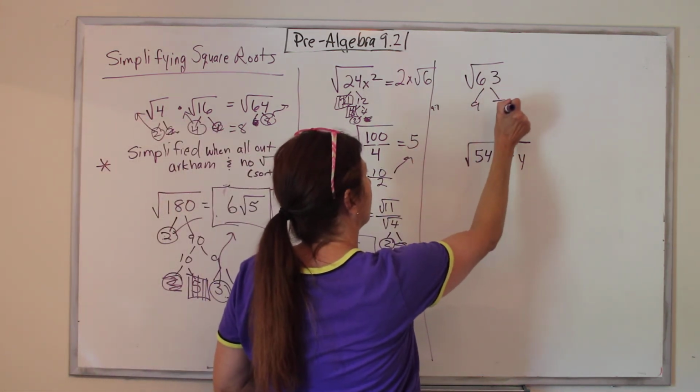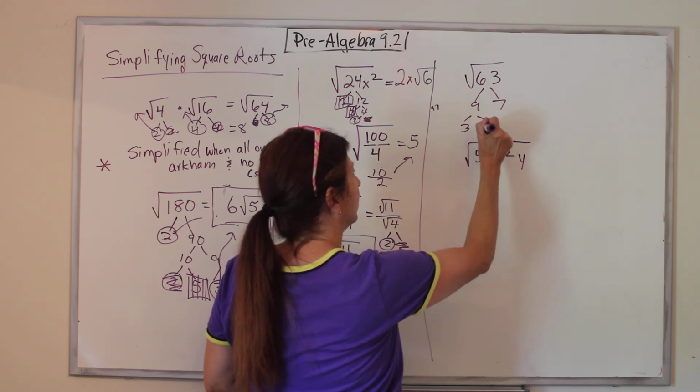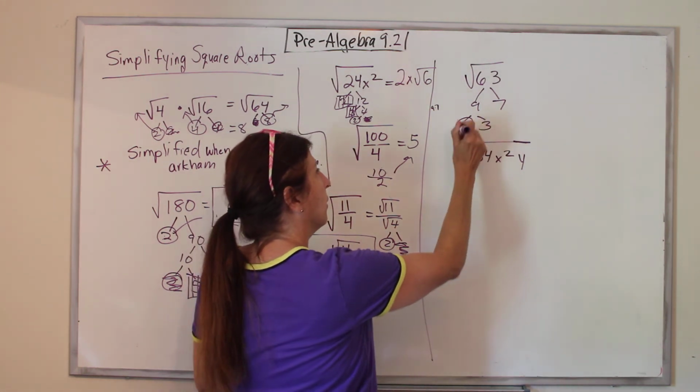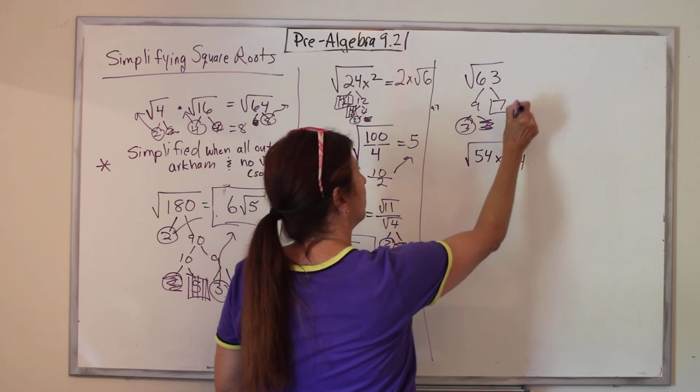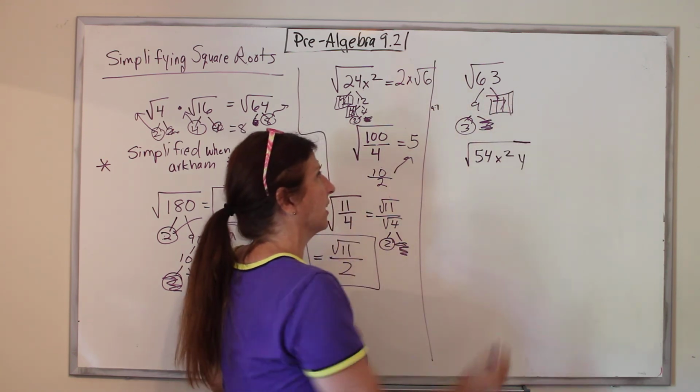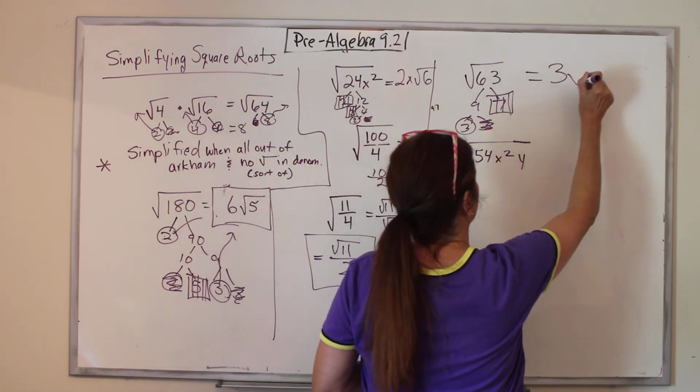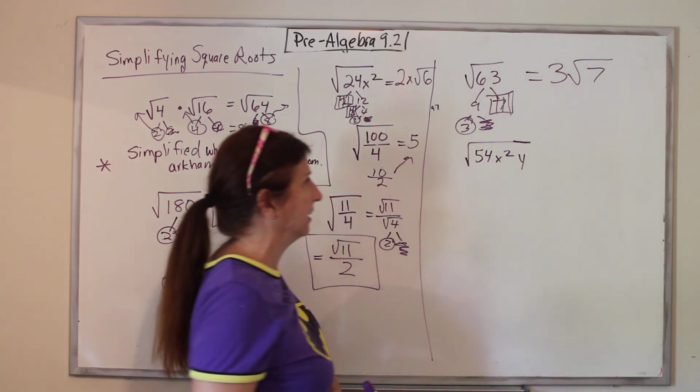Okay, 63. 63 is 9 times 7. 9 is 3 times 3. So 1 3 gets out, 1 dissolves, 7 stays in jail. So my answer is 3 times the square root of 7.